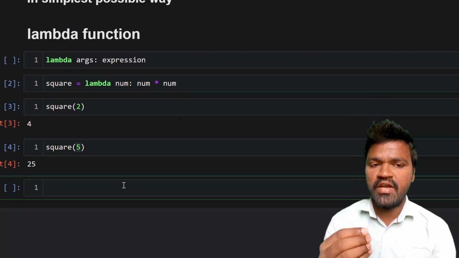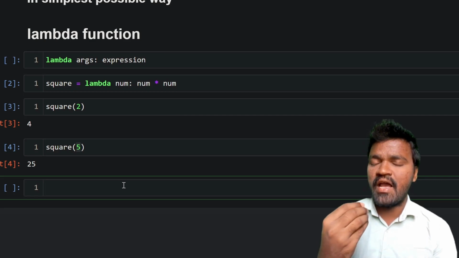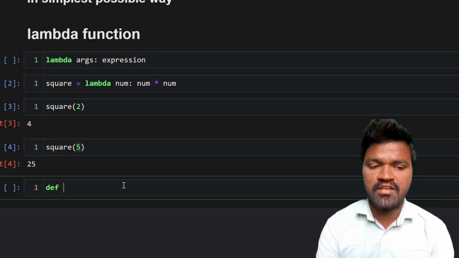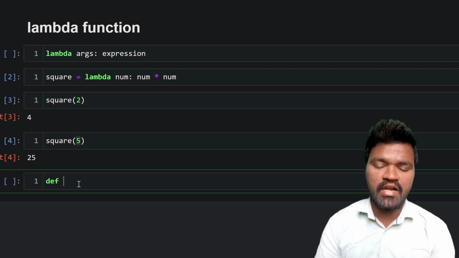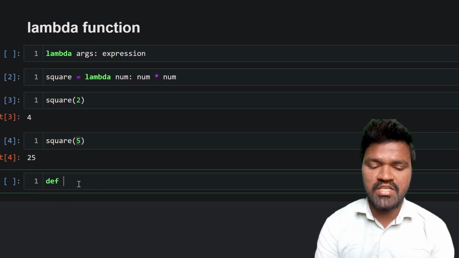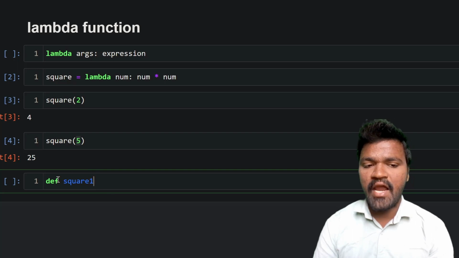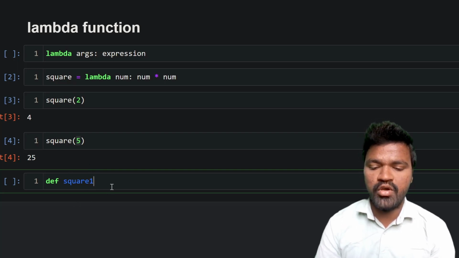So in order to define this same function using an actual function, what we can do is that first we need to mention the def keyword, and after that we need to mention the function name here. I will take square1 here. This we have taken as square, right? For that reason, I am taking the function name as square1 here.